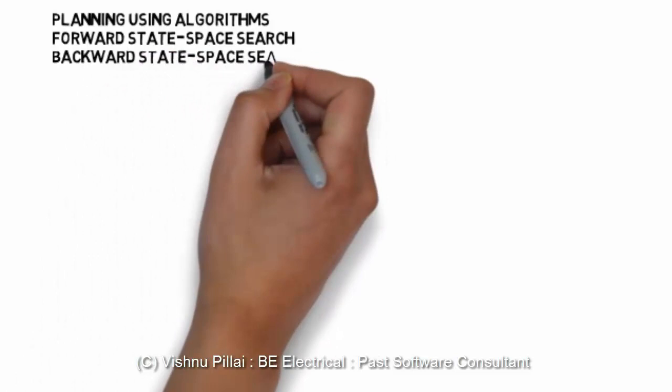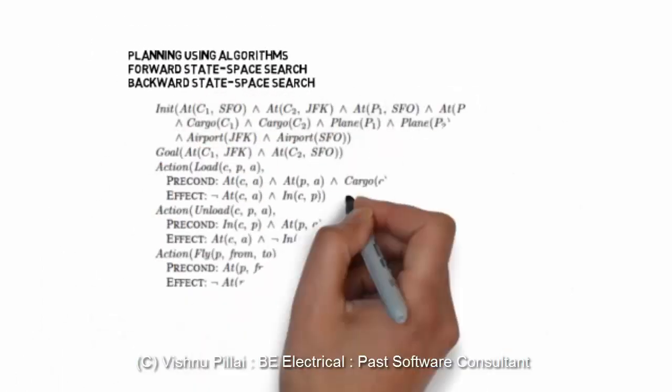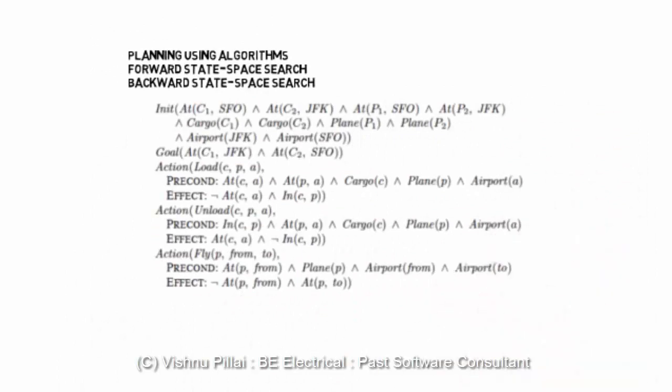The planning can be executed using two algorithms. One is forward state space search and the other is backward state space search.